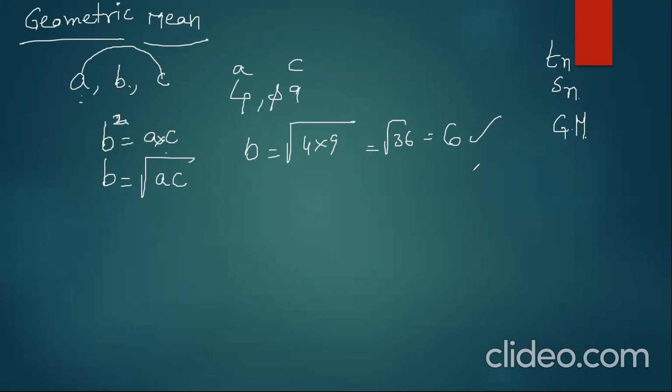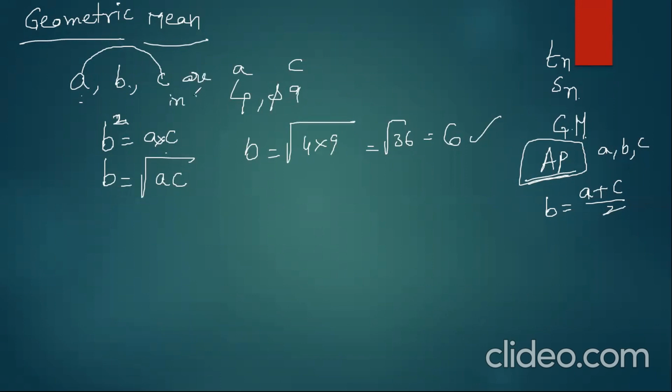Now, in AP, do you remember? Try to recollect that. What do you say in AP? Arithmetic mean is B is equal to A plus C by 2, right? If A, B, C are in AP, then B is equal to A plus C by 2. Here A, B, C are in GP. This condition holds good only for AP. Just you are taking the average of the first and last. In GP, just you are finding the product and taking the root. That gives the geometric mean.